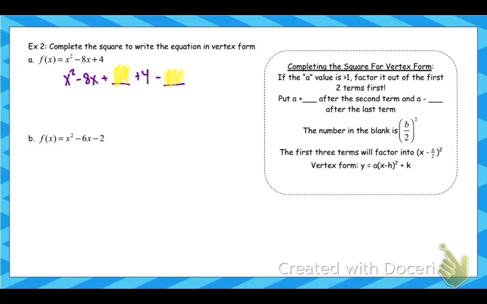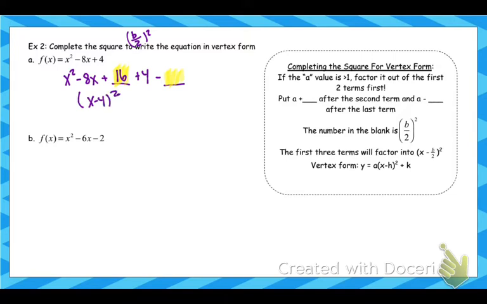To figure out what that number is, we can use that same pattern we just did. Because we're dealing with an a value of 1, and we're trying to find this last term, every single time, you take the b value, you divide it by 2, and you square it. So I would do negative 8 divided by 2, that's negative 4. Negative 4 squared is 16. That creates my perfect square trinomial in the form of (x minus 4) squared.